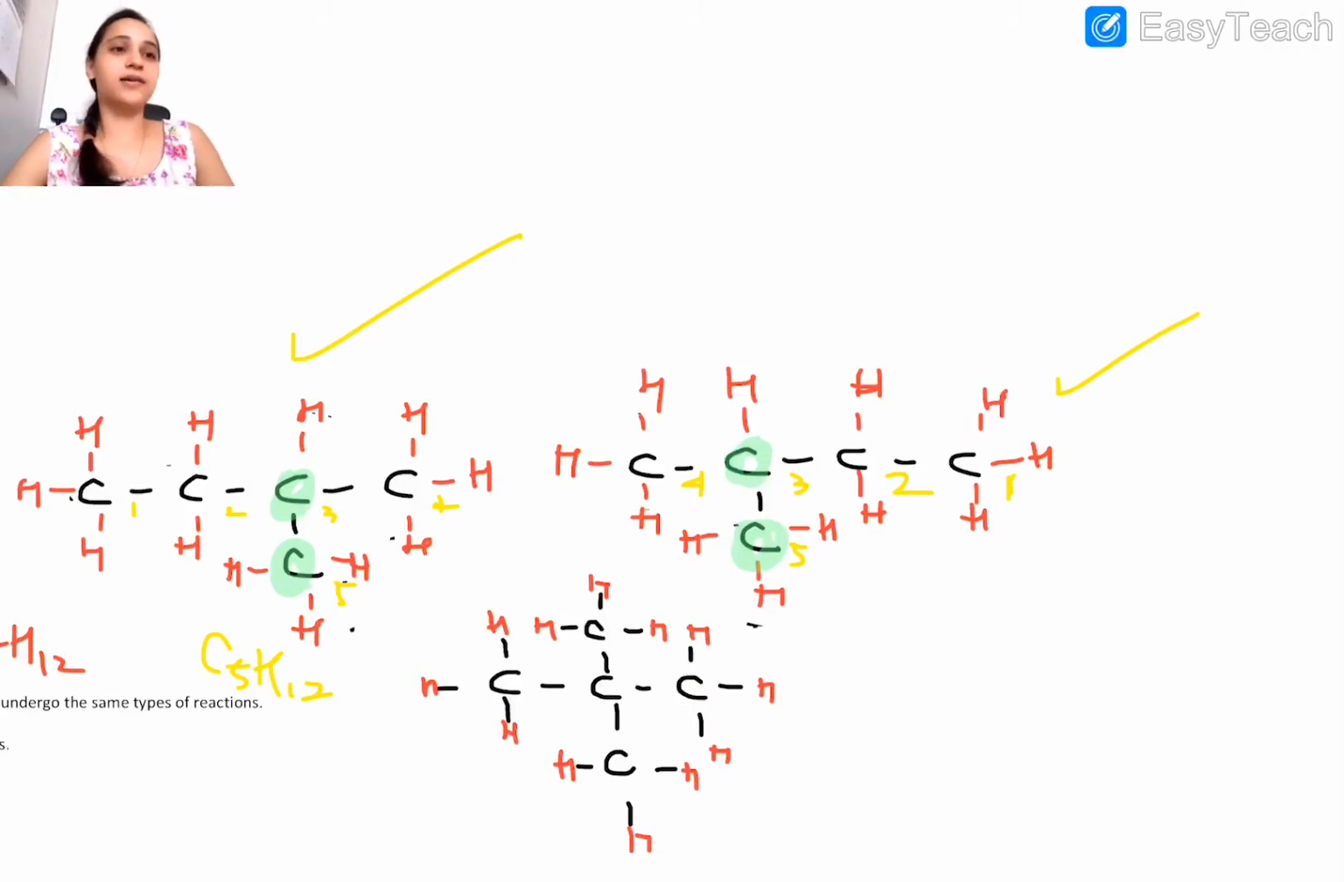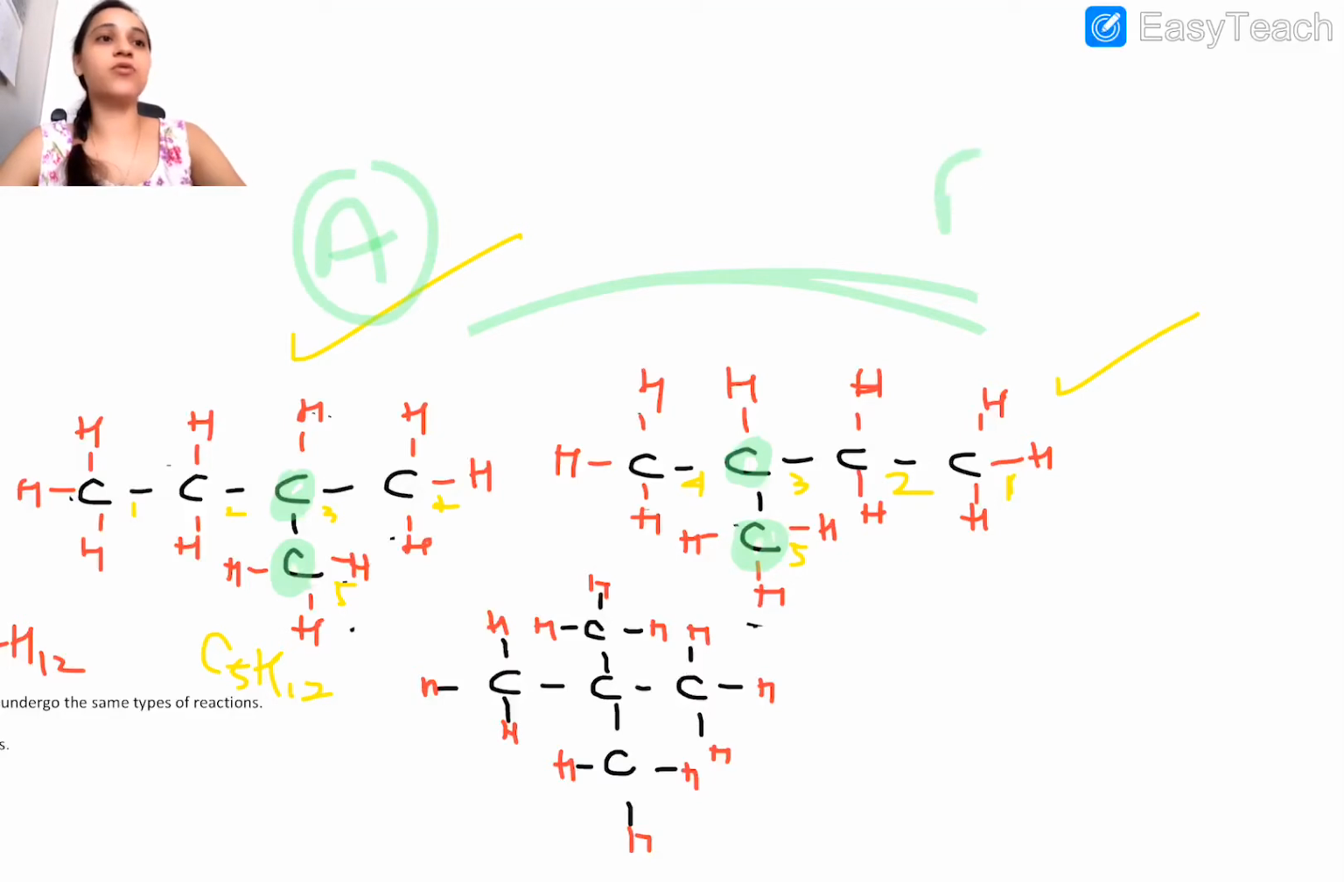Okay, so whichever way you start counting, you have to check that the molecule is not repeating itself. So these two are the same molecule. So you include either this one, A, or you include B. Don't include both of them because they are the same molecule.